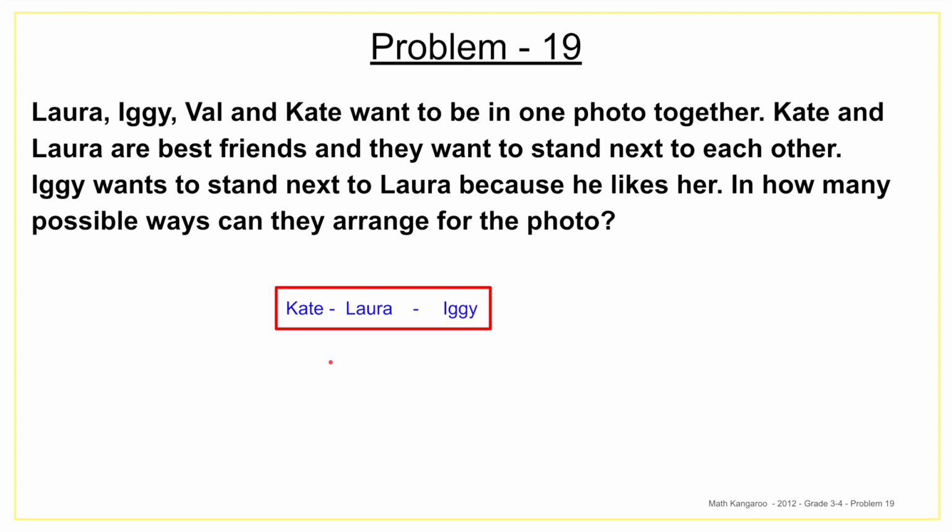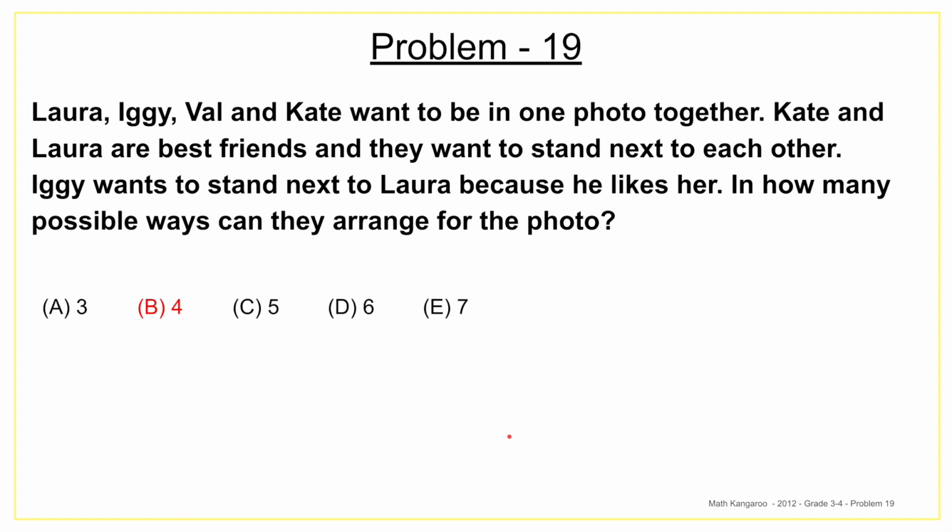So there are 2 ways we can place this group. We can place Kate, Laura, Iggy, or you can say Iggy, Laura, Kate, because Laura and Kate want to be together. So they form another group together. Now we have Val. So Val can be arranged here, here, here, or here. So we can arrange Val in 4 different ways. So our answer is option B, 4.